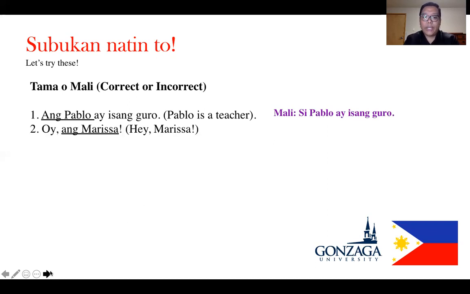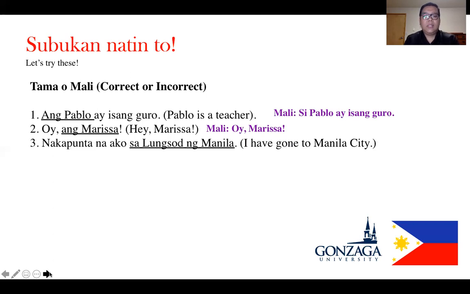Okay, second one. Oy, ang Marisa, or hey Marisa. Now, is it correct that we use ang before Marisa? Okay, the answer is mali, or incorrect. It should be oy Marisa only. Because if you use ang here, ang translates to the. So you say, hey, the Marisa. Okay, it's grammatically incorrect. So you say, oy, Marisa only.